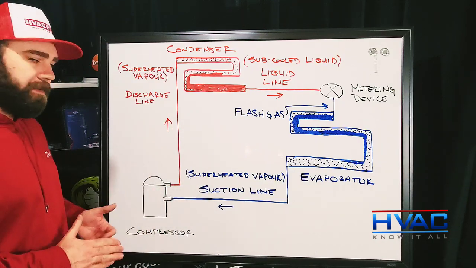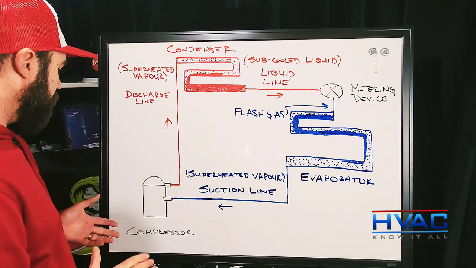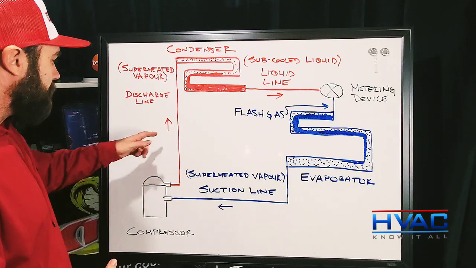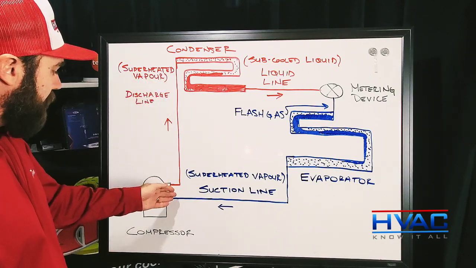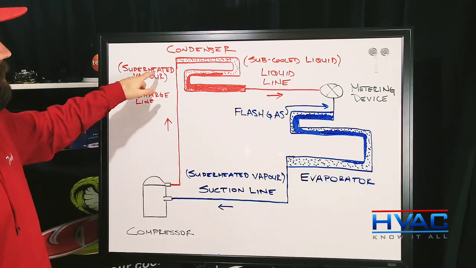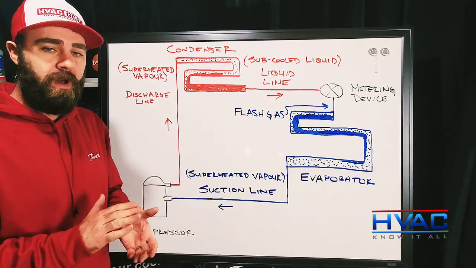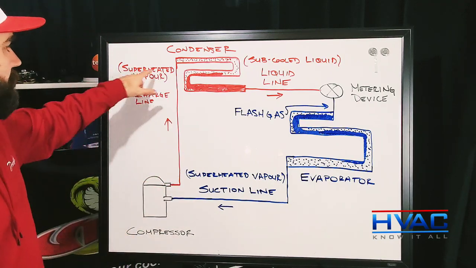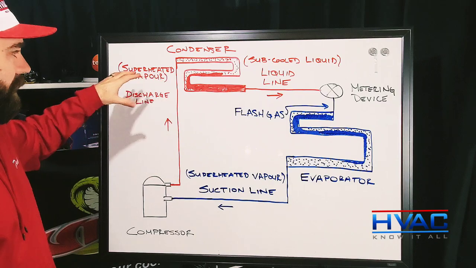So the compressor is going to start up. What it does is pressurize the system. It starts to move that refrigerant around the system. So we have the arrows here. We're going to come out of the compressor through the discharge line. The discharge line is a superheated vapor. Remember we talked about what superheat is? It's anything above saturation. So this line here is superheated, it's not saturated.